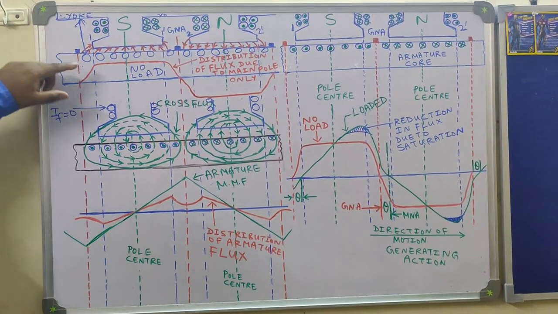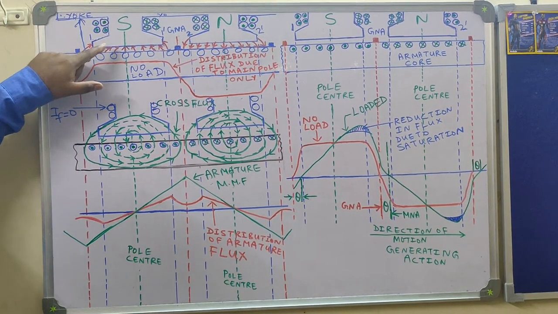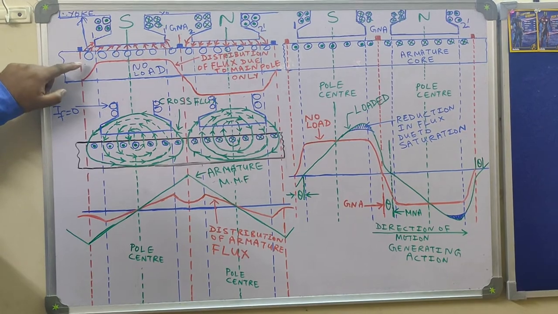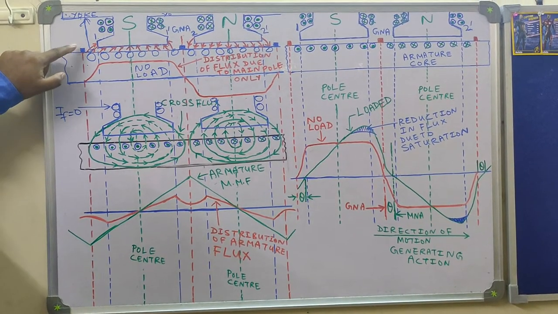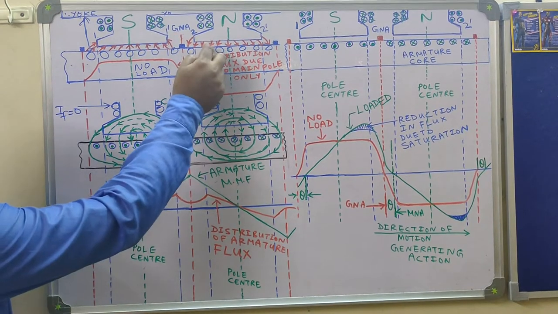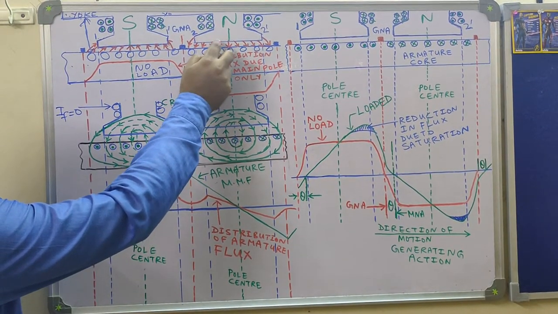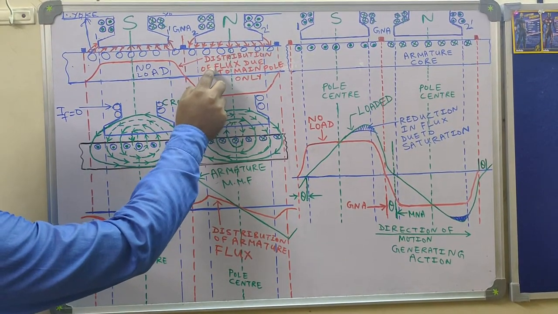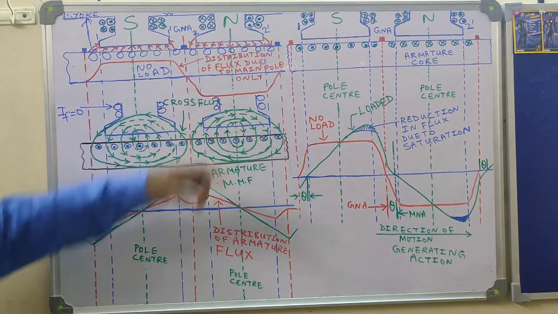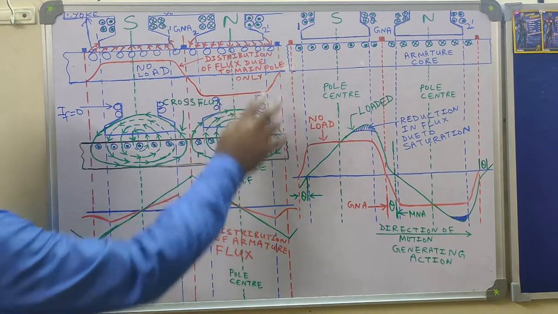Here what is done, flux which are entering the south pole, that means the stator, flux which are entering the stator as well as which are leaving the rotor, that means armature core, they are taken as positive. So flux which are leaving the stator, that means which are leaving the pole, and which is entering the rotor, that means which is entering the armature core, will be taken as negative. So as per that convention, this plus and minus are coming.